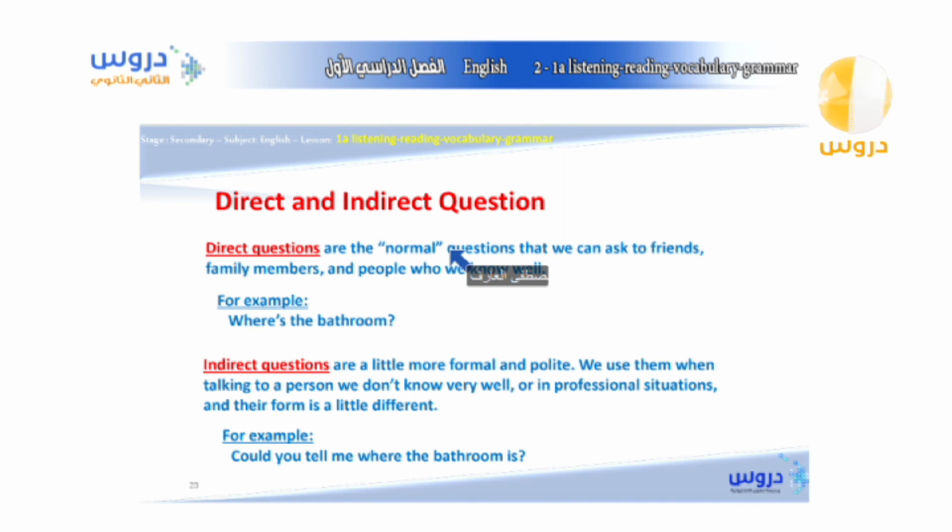So let's talk about direct and indirect questions. If you have a direct question, these are the normal questions that we can ask to a friend or family members and people who we know well. For example, where is the bathroom? This is a direct question. So you may ask this to your sister, brother, friend, but you don't have to ask this to the teacher, to maybe a doctor, to someone you don't know, or someone on the street.